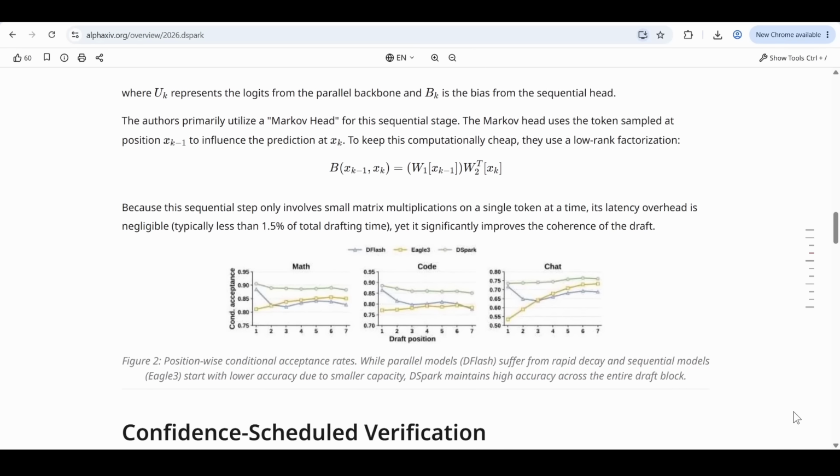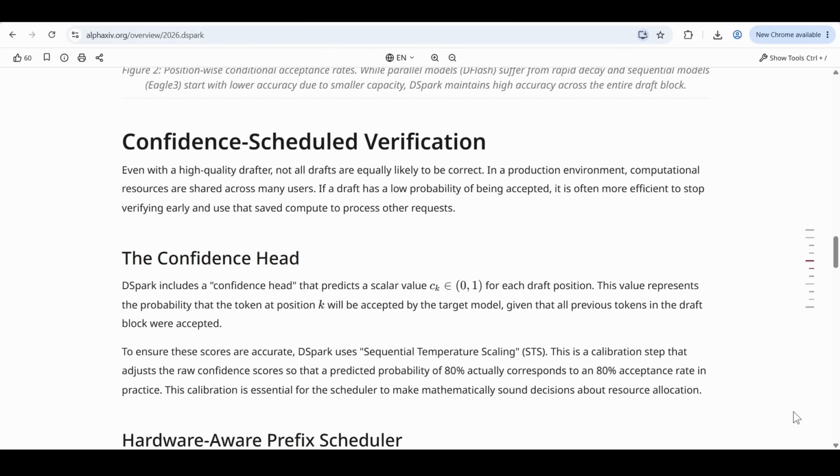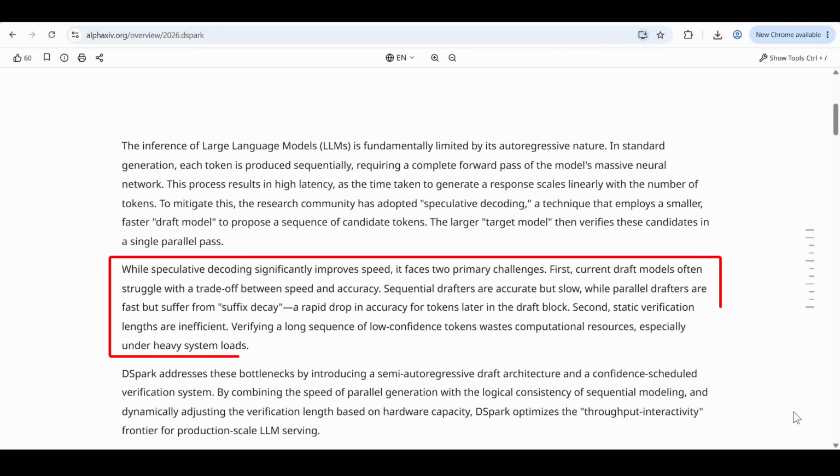So theoretically, speculative decoding should be amazing, right? Well, it's got two pretty annoying weaknesses. And that's exactly what DSpark fixes.